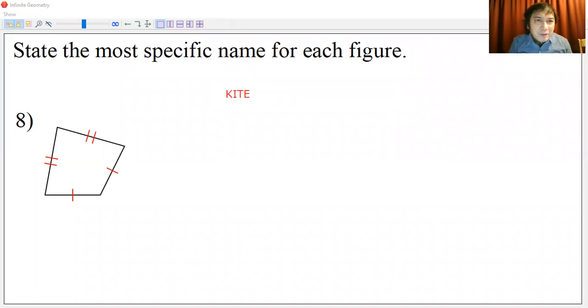Is it a kite? Let's see the computer's answer. Yes, it's a kite. All right. Okay, so let's proceed to number 9.